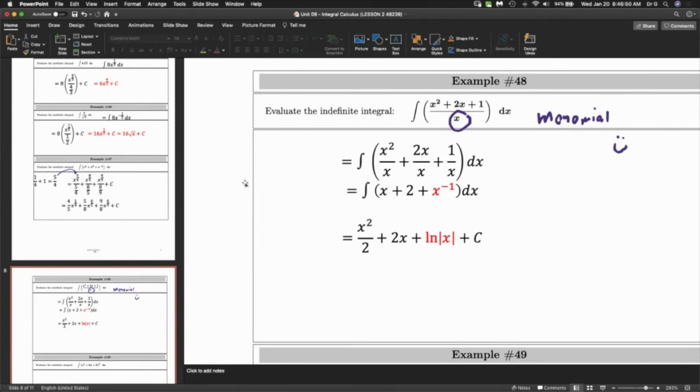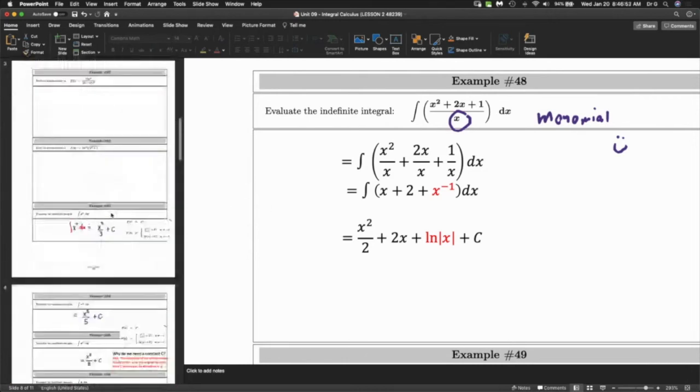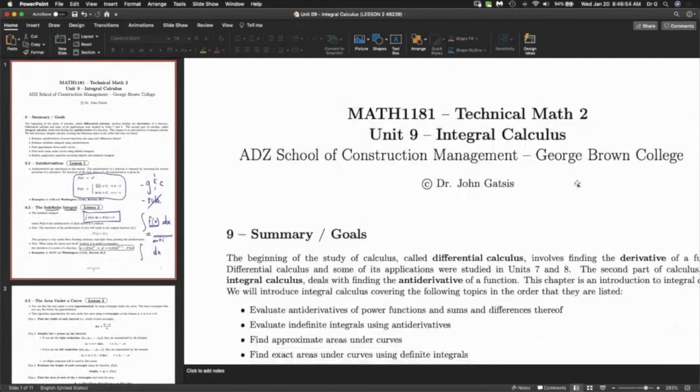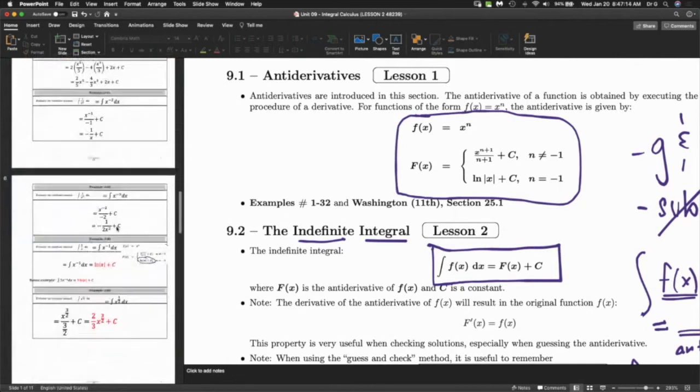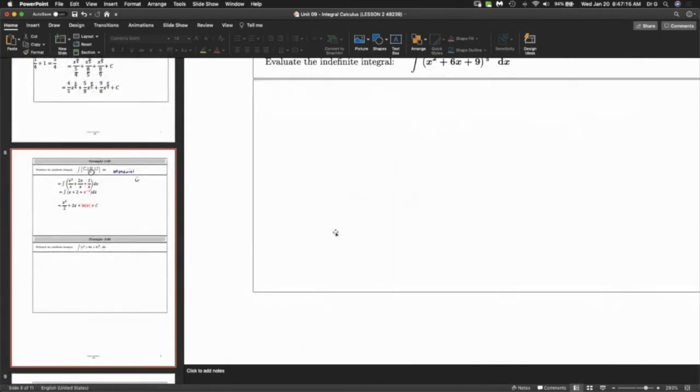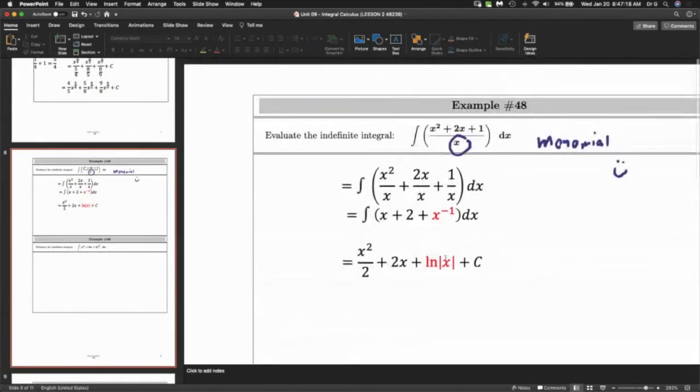Why do I put the ln? It's a very special case. It's the formula right here. Whenever you have x to the negative 1, see x to the n where n is negative 1, the answer is ln x. The reason that it's ln is because, although we did not cover that in the fall, the derivative of ln x is x to the negative 1. That's why. The derivative of ln x is x to the negative 1.